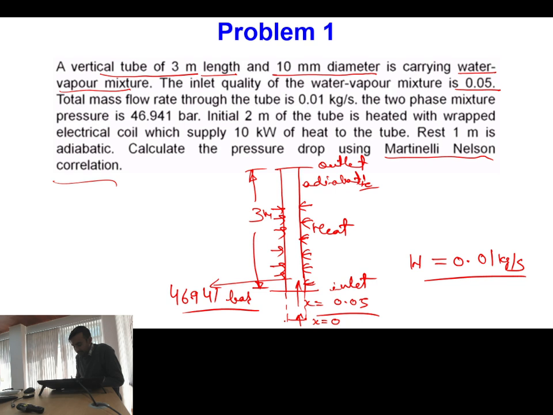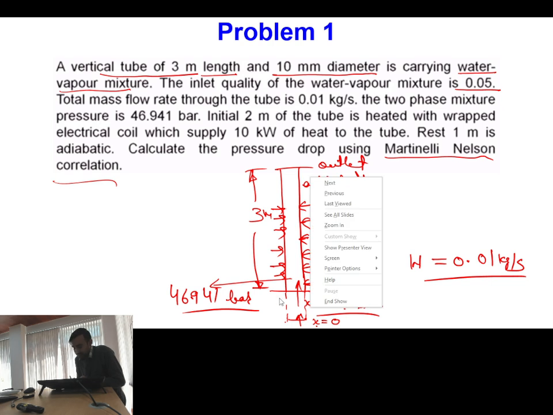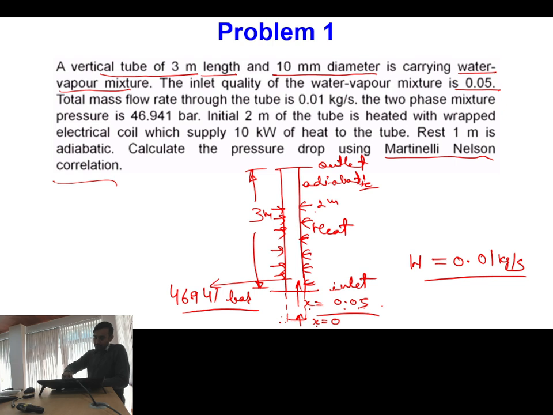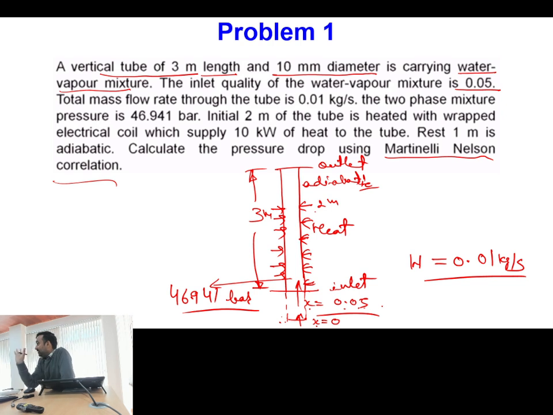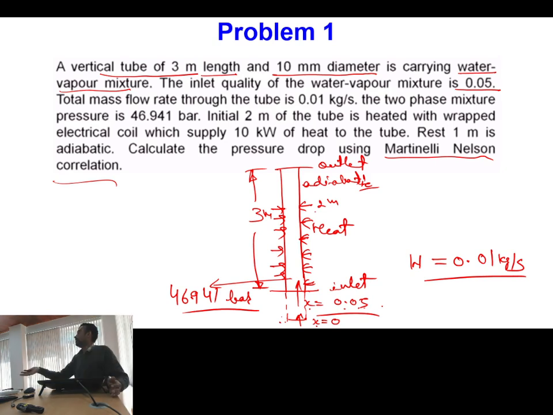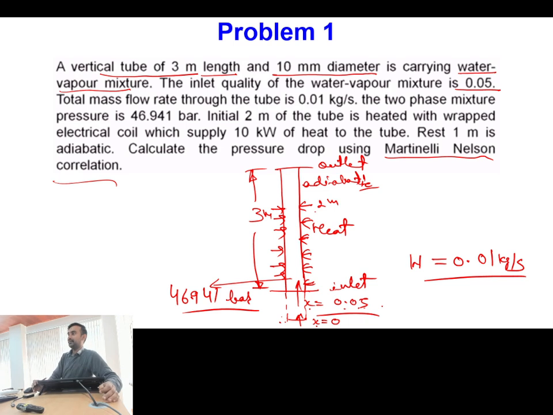From this point 0 up to 2 meters, first I need to calculate the pressure from x equal to 0 to x equal to 0.05, this extended portion, and then from this total I will deduct this one, and then I will get the actual pressure drop for my given pipeline. Is this point clear? Because my formula is derived based on the initial quality of 0, I cannot start from an arbitrary value of quality. Is this one clear?